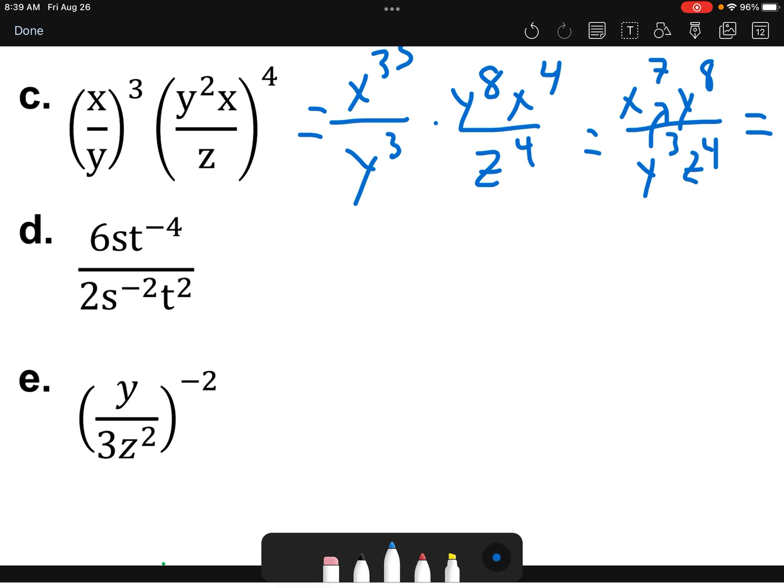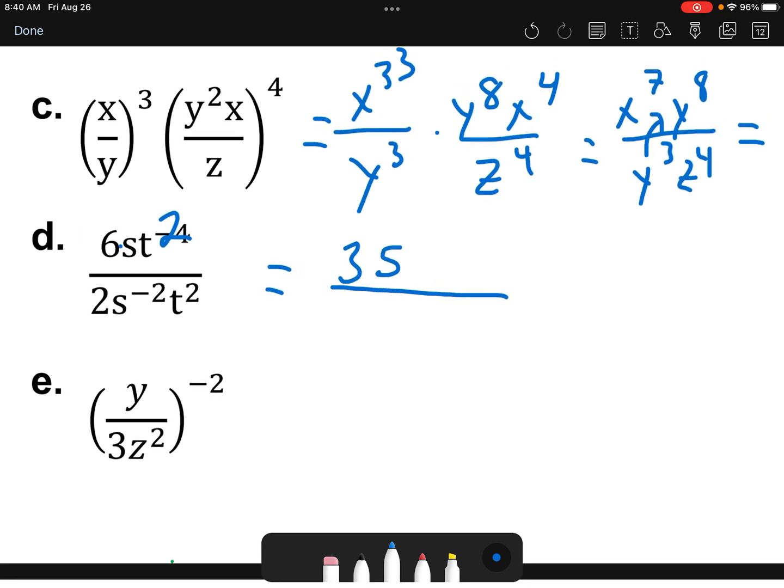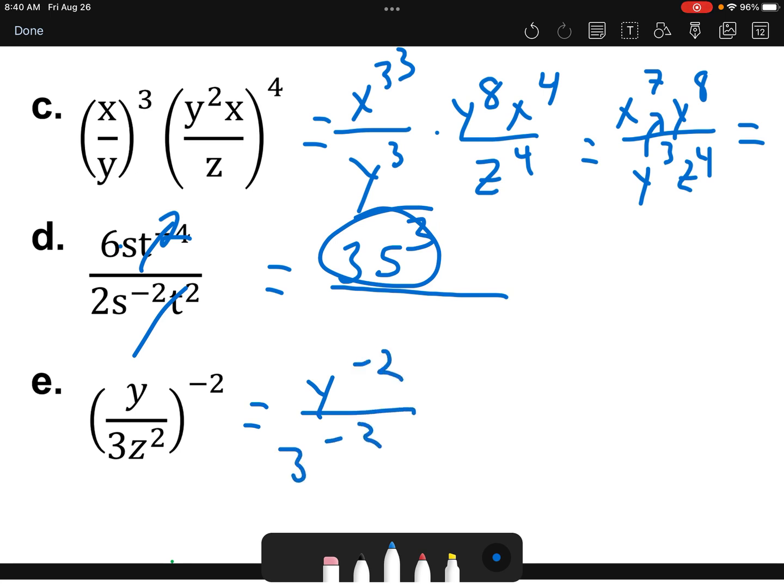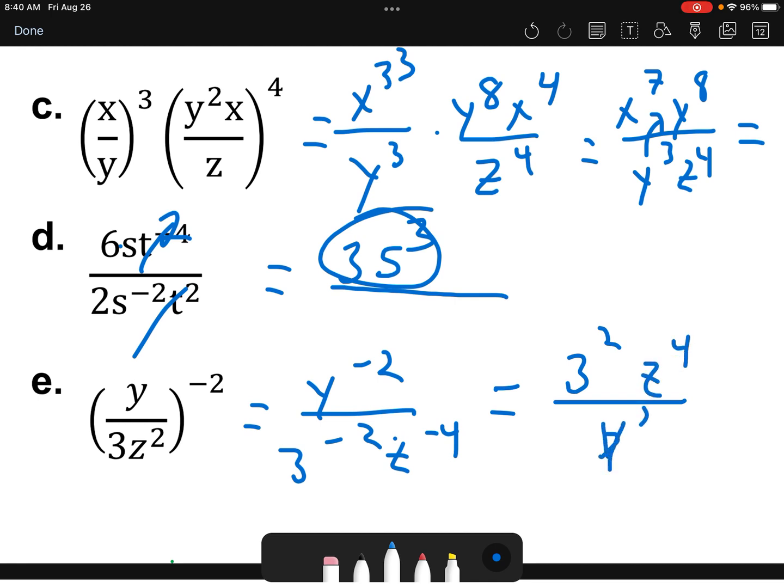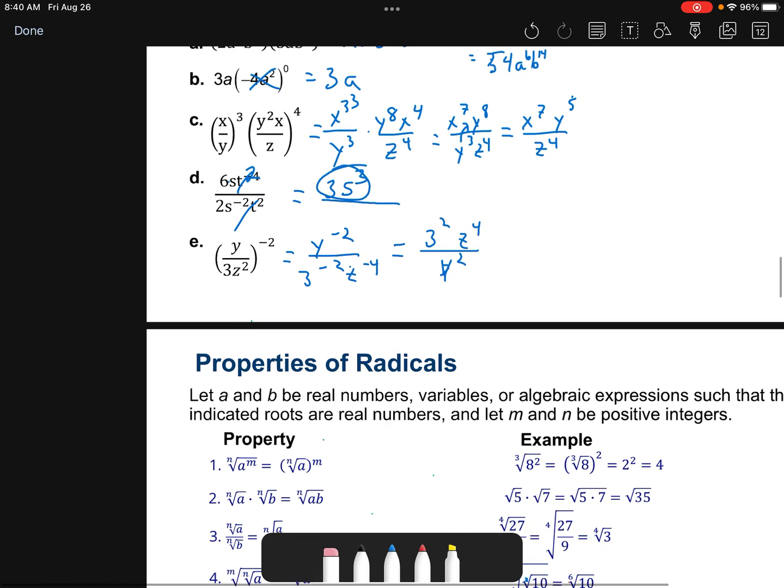Okay, I believe we had 2 on this one. So that simply was 6 over 2 was 3. We're going to move s to the negative 2 up. So that makes s cubed. And then our t's would cancel, so it was just 3s cubed. And then on e, it was y to the negative 2, 3 to the negative 2, z to the negative 4. And now we can go ahead and flip everything and make it positive. Oops, and there we go. And then we simplify that. Okay, so that was part 1.